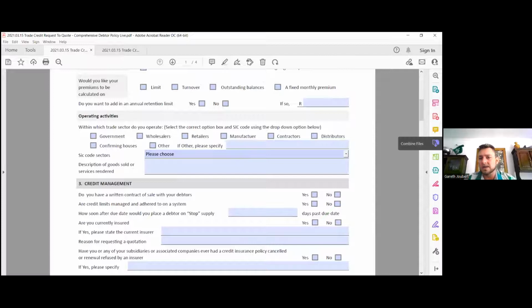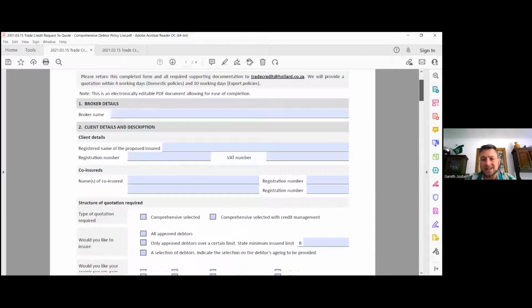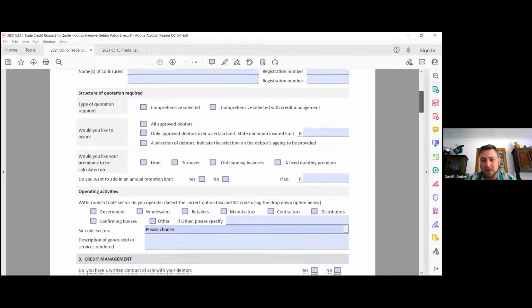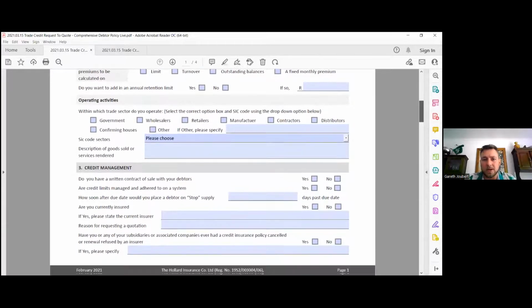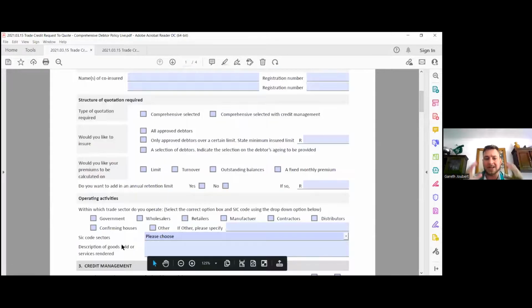Section 1 is obviously the broker. Section 2 gives us an understanding of the type of policy we're going to quote on. Section 3, that's still on section 2. So that's the SIC code. That tells us the area of risk that we're going to be looking at.